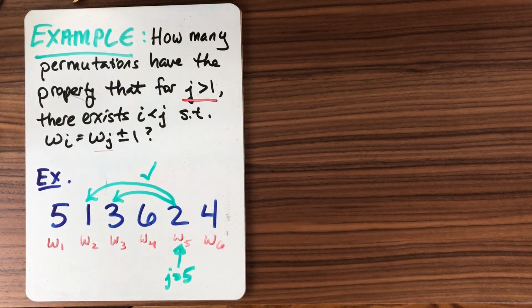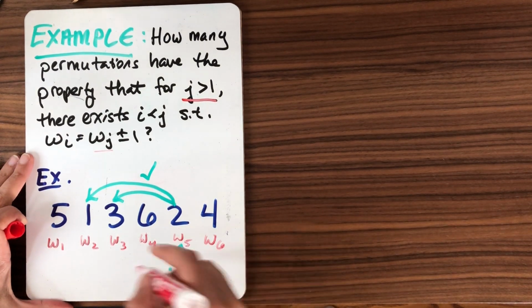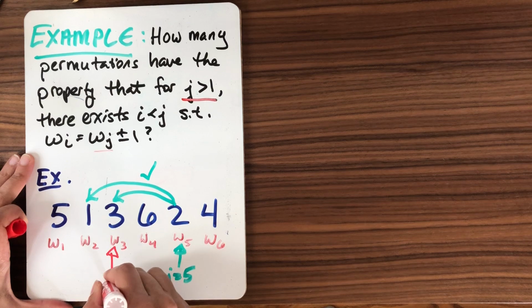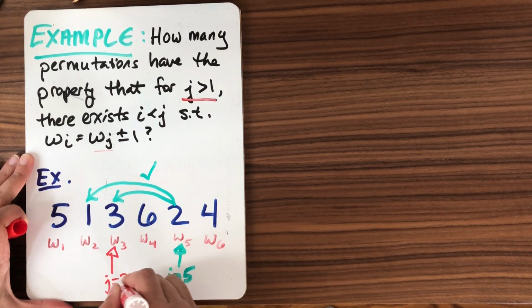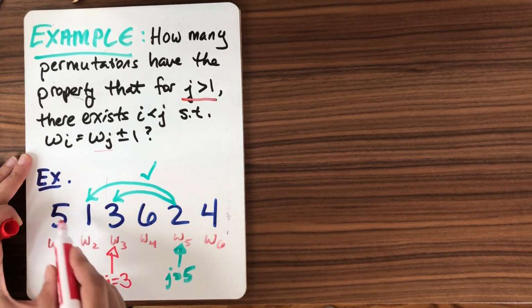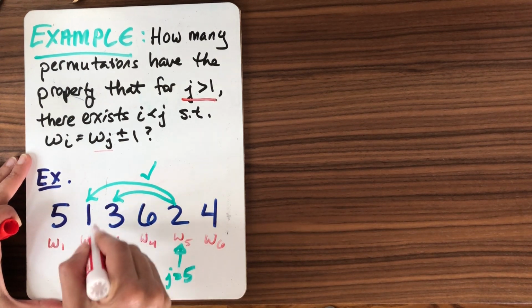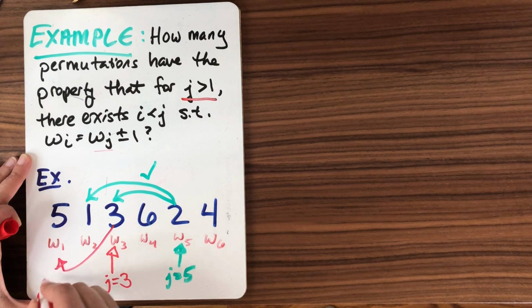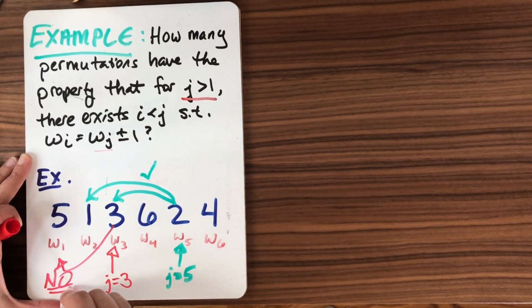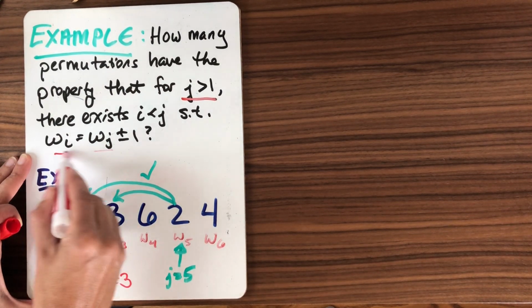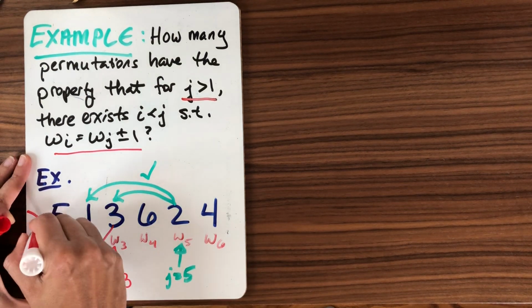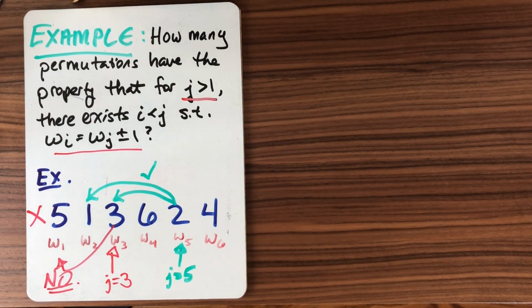We're solid for the number 2. What about for another number? So let's take 3. This is the case where j equals 3. And I'm looking to the left and I want to see either 2 or 4. So I look. No. I don't see the number 2 or 4 to the left.